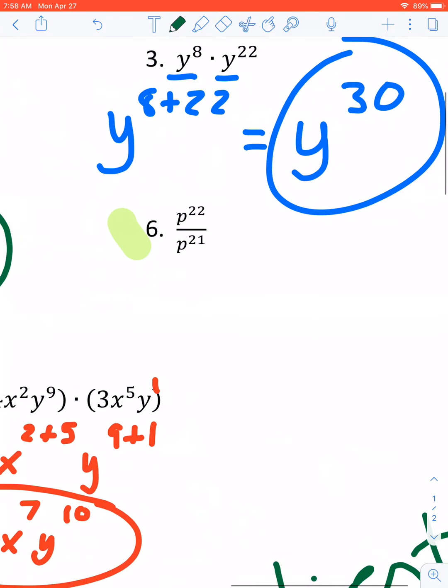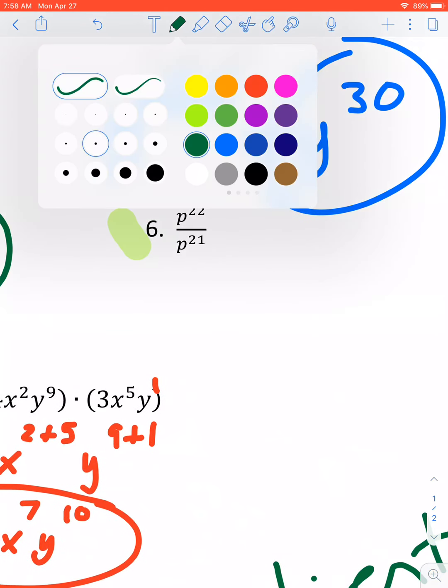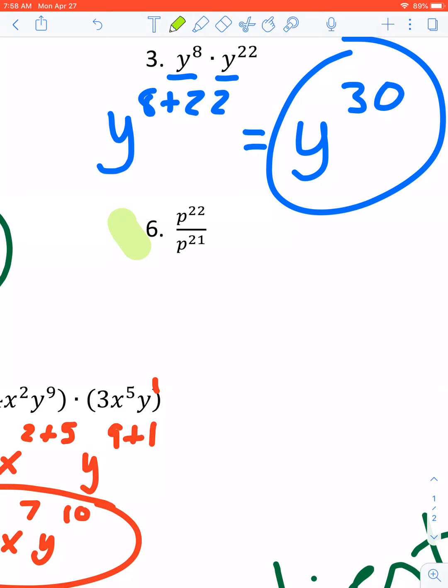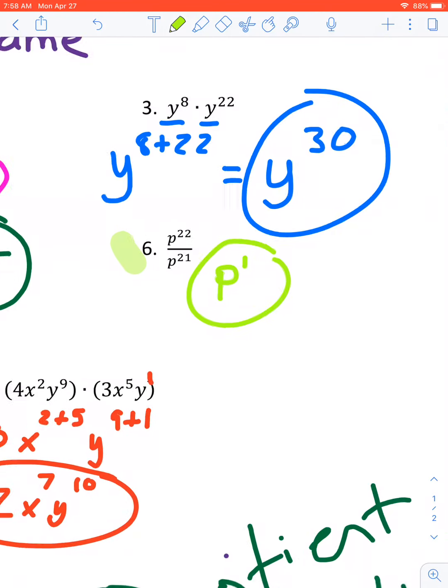Okay? And then let's look at number 6. Number 6 says you have 22 on top and 21 on bottom. So I have 1 more on top. I can always put that 1 there, but I definitely don't have to. So I have p to the first.